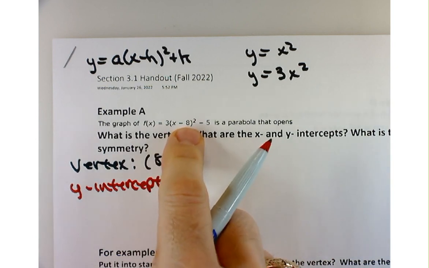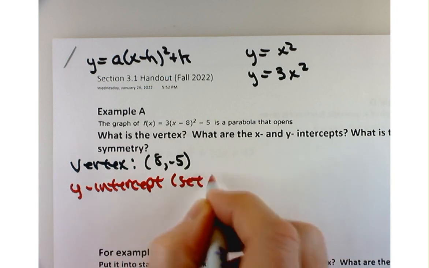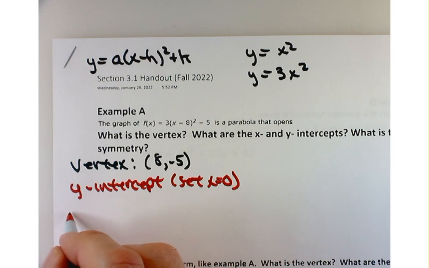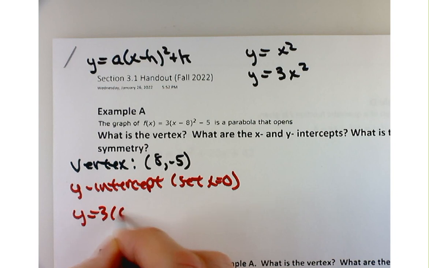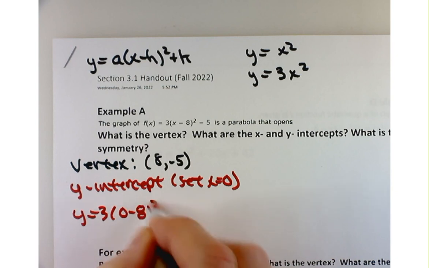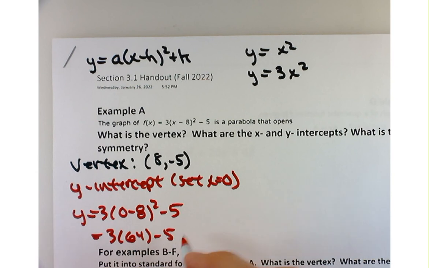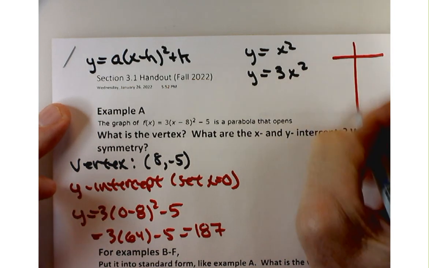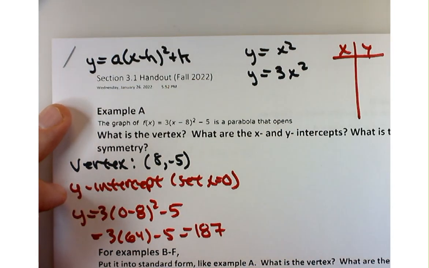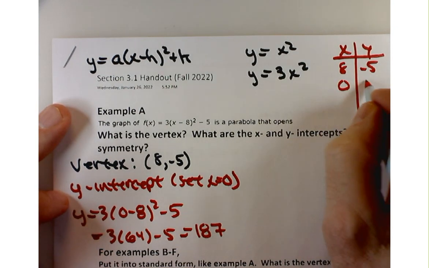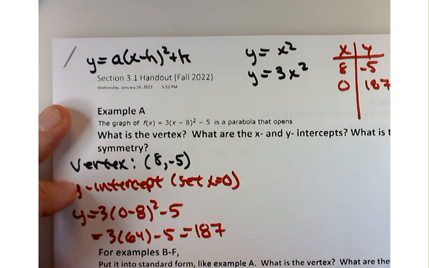That's going to take a little bit of work. So we're going to set x equals 0. And let's take a look. That's going to be y equals 3 times 0 minus 8 squared minus 5, which is 3 times 64 minus 5. 192 minus 5 is 187. So if you're keeping track of these points, I've got 8, negative 5 is your vertex, 0 and 187 is your y-intercept.